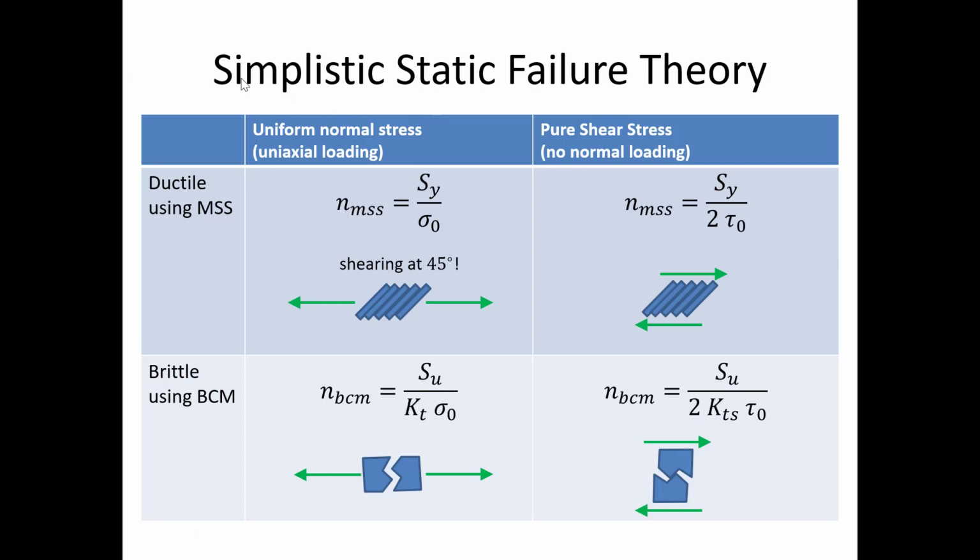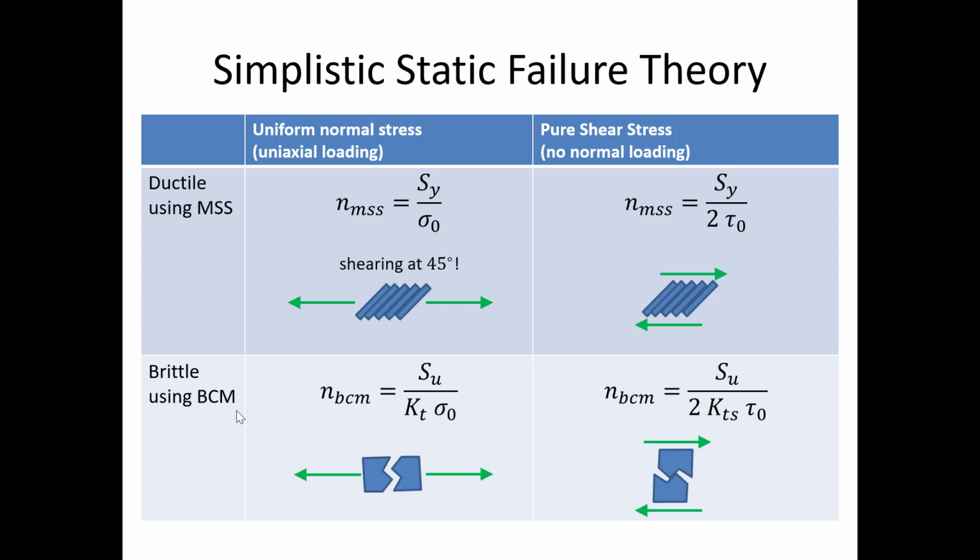So let's put it all together. We've got two different kinds of very simple loading. Either we have a uniform normal stress, uniaxial loading scenario, or we've got a pure shear stress scenario. So you have two different kinds of loadings. And then we have two different kinds of material we're talking about today. We're talking about a ductile material that's going to use max shear stress theory, and then a brittle material, which is going to use brittle Coulomb-Mohr.